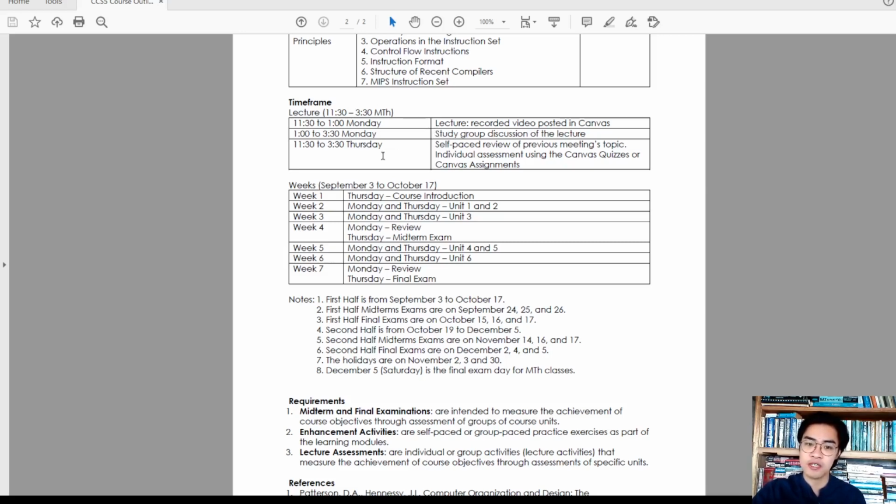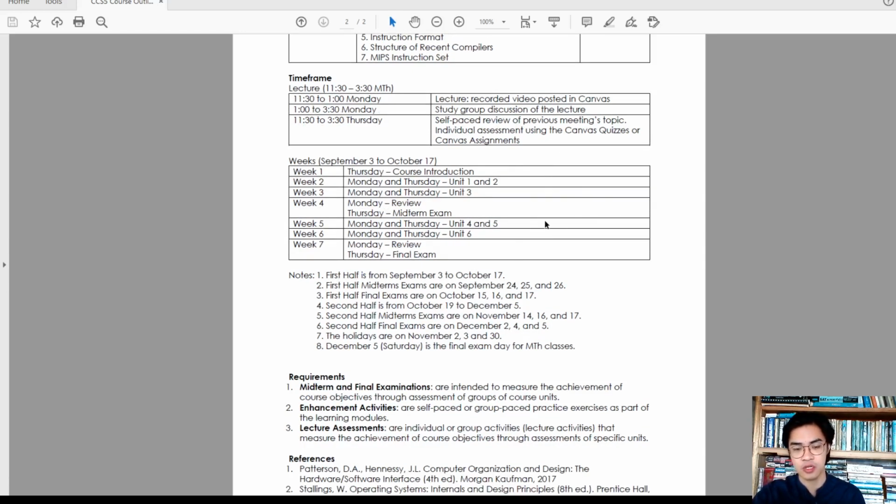And then on Thursdays of every week, you're going to have a self-paced review of whatever was discussed in the videos posted on Monday, and then you're going to take individual assessments in Canvas. So that's going to be the flow of our classes every week, right? So this is the proposed schedule.